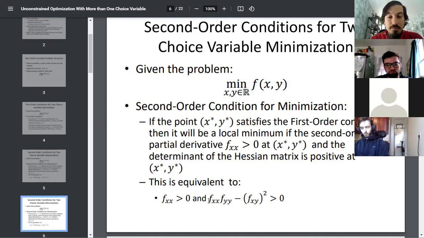What about the Hessian, the determinant of the Hessian? Does that flip sign? The answer is no, it does not flip sign. In both cases, the determinant of the Hessian should be positive.